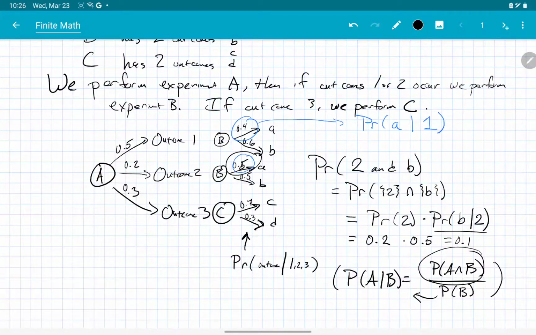Okay. So far, this seems kind of useless because these are just mysterious experiments and outcomes that don't matter. The next two examples will be a little bit more salient and help us understand why we might want to go through a process like this.